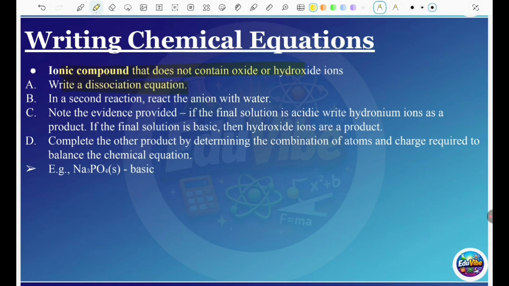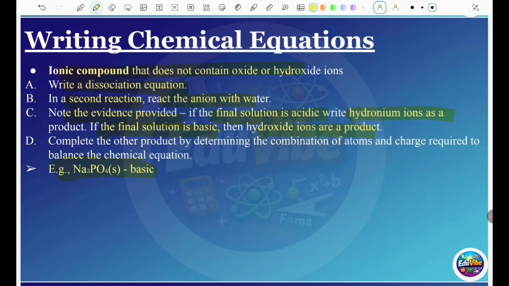So what you have to do is first write the dissociation reaction. This is where we start thinking about multiple reactions in one question. The second reaction reacts the ion produced by the first reaction with water. If the final solution is acidic, write the hydrogen ion as a product. If the final solution is basic, write the hydroxide ion as a product. So we're doing that, and I will tell you how to approach it.